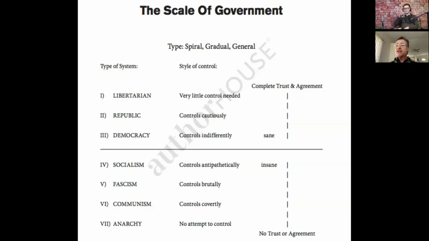Now, this is a spiral scale. It's very easy to confuse level 1 with level 7. I run into this all the time. People get mixed up. They think they're libertarians when they're actually anarchists, or they think they're anarchists when they're actually libertarians. And it's not only a self-assignment, but assigning others. And this is a catastrophic mistake because a libertarian is a very upscale person. An anarchist is a very downscale person.